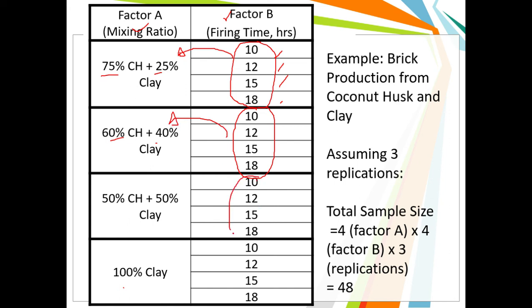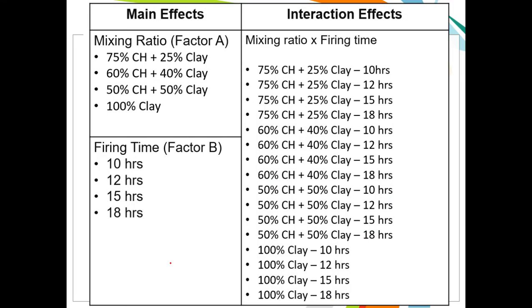So 10, 12, 15, 18 again for 50-50. And the same factor B treatments for 100% clay. So we have too many, or a lot of, treatments. So how many treatments do we have?